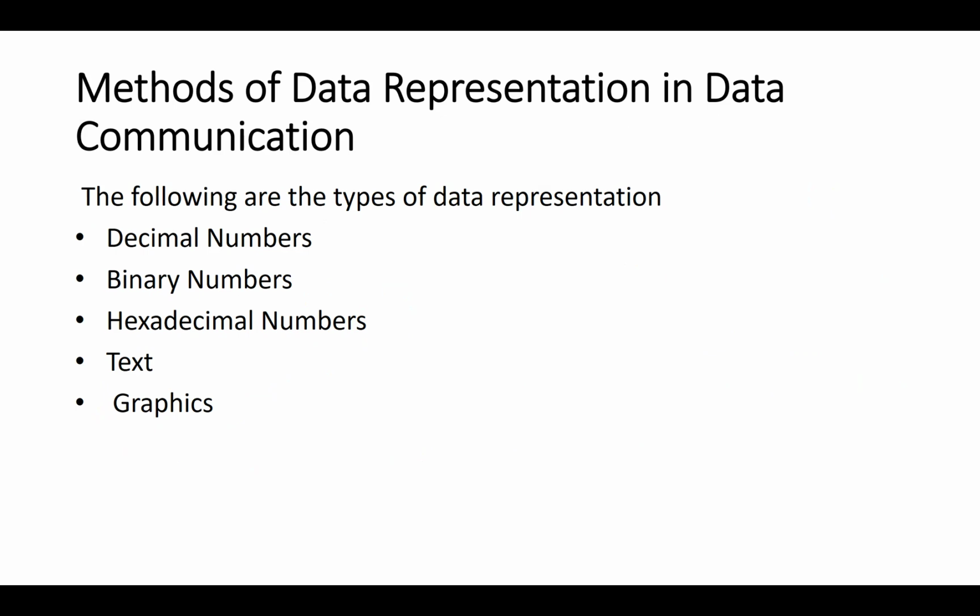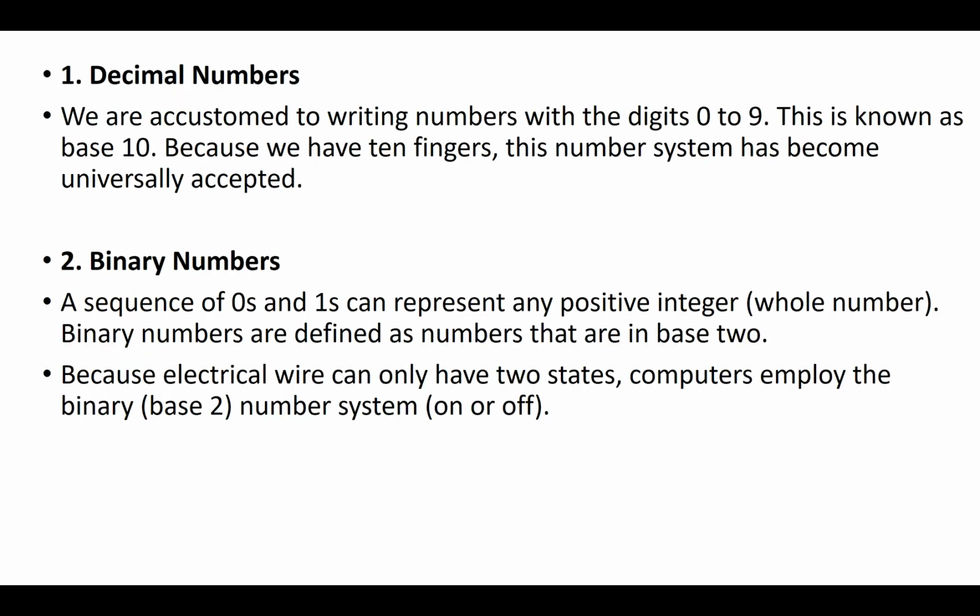Basically, in data representation, we have five different representations: decimal numbers, binary numbers, hexadecimal numbers, text, and graphics. Decimal numbers, if we take the digits from 0 to 9, this is known as base 10. Because we have 10 fingers, we can represent each finger with 0 to 9. Then binary numbers, we take two numbers, 0 and 1. It will represent positive integers as whole numbers, and the numbers are of base 2.